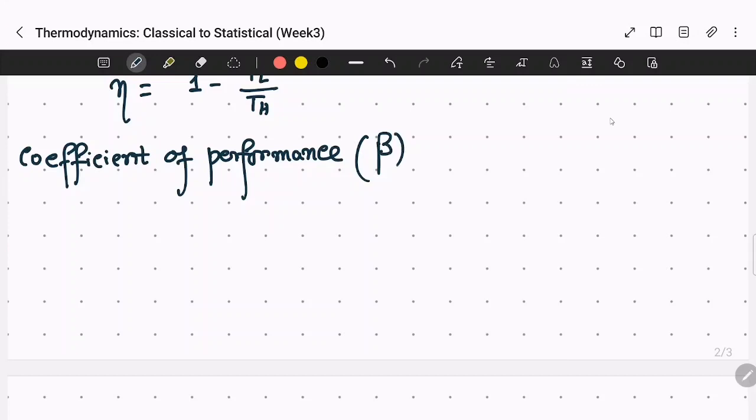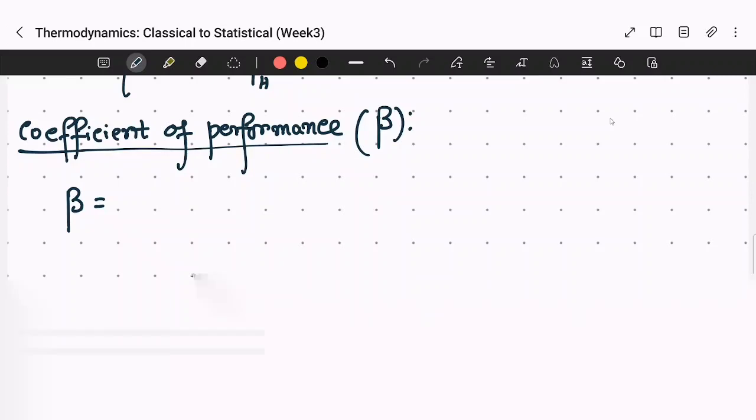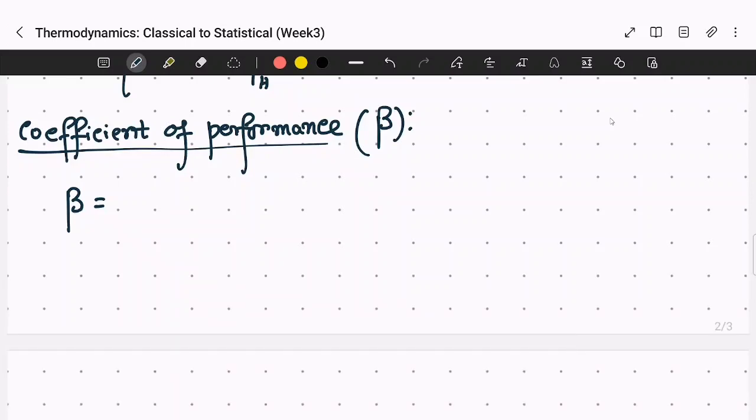This is represented by beta. Okay, so how is beta defined? What is the definition of the coefficient of performance? This is the ratio of heat transfer from a lower temperature to a higher temperature to the work done by the machine to cause some output work.